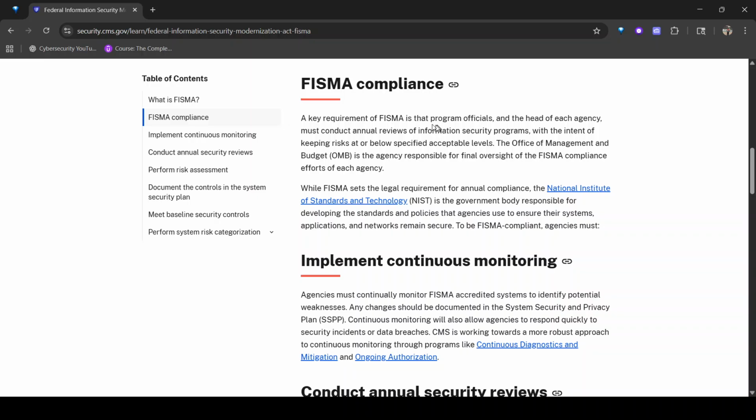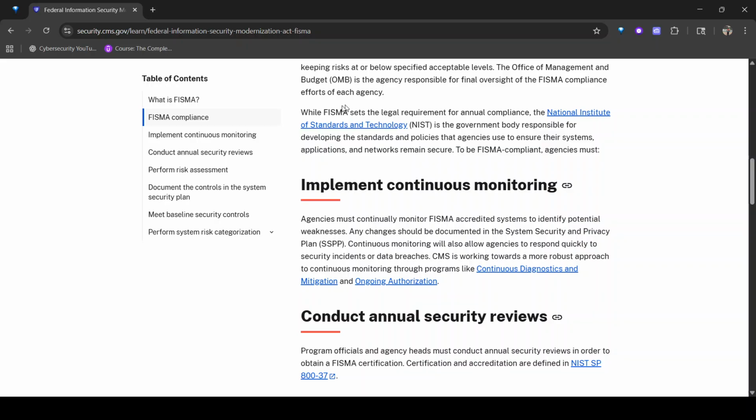FISMA compliance. A key requirement of FISMA is that program officials and the head of each agency must conduct annual reviews of information security programs with the intent of keeping risks at or below specified acceptable levels. The Office of Management and Budget, or OMB, is the agency responsible for final oversight of the FISMA compliance efforts of each agency. While FISMA sets the legal standard for annual compliance, NIST, there we are again, is the government body responsible for developing the standards and policies that agencies use to ensure their systems, applications, and networks remain secure.